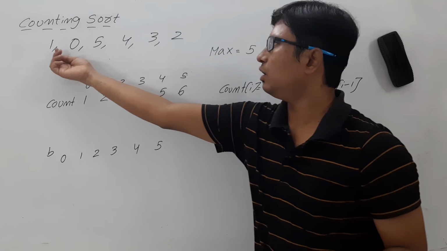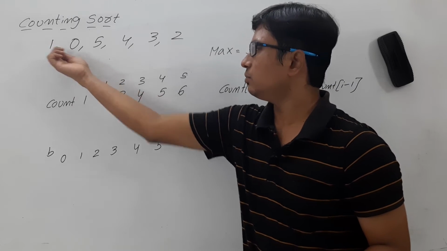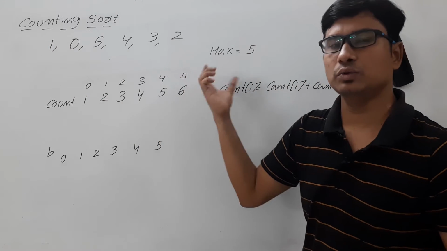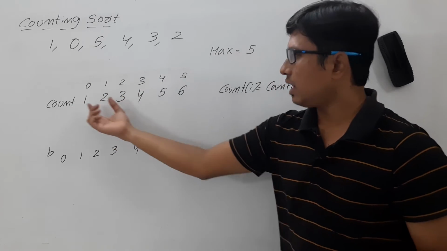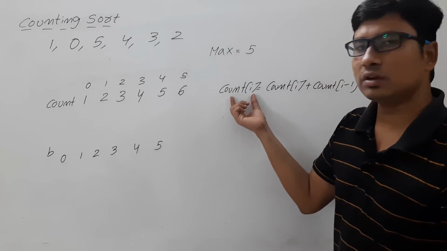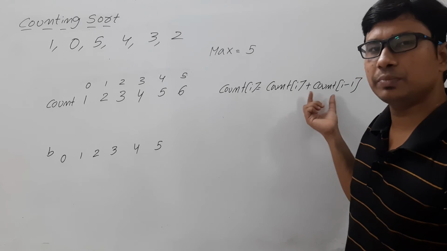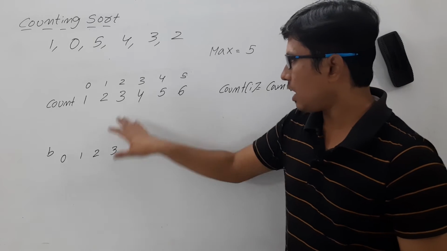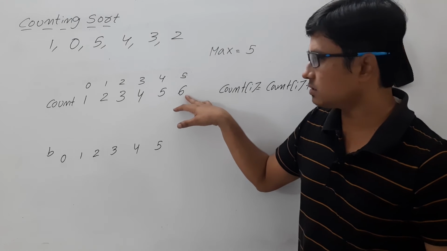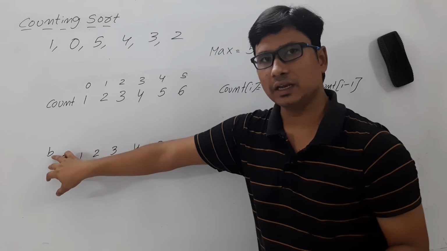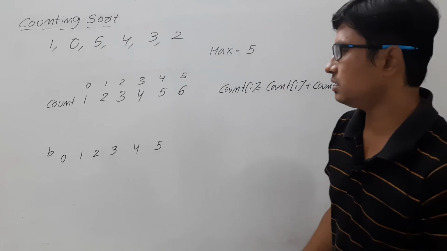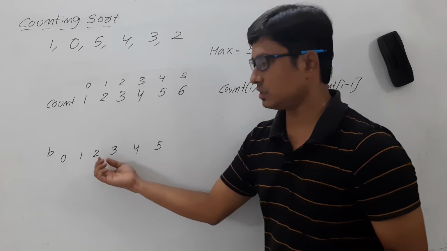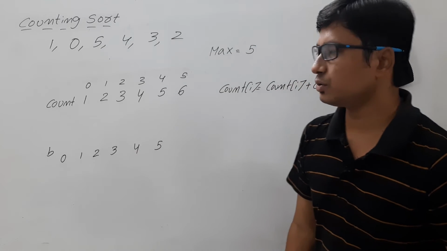And you go to the index in the input and write the values 1, 2, 3, and so on, based on how many times each occurred. Then you will update the count array as count of I is equal to count of I plus count of I minus 1. And once you got this, you take a new array called B. Any array you can take, whose size will be 6. If its size is 6, the index will be from 0 to 5.